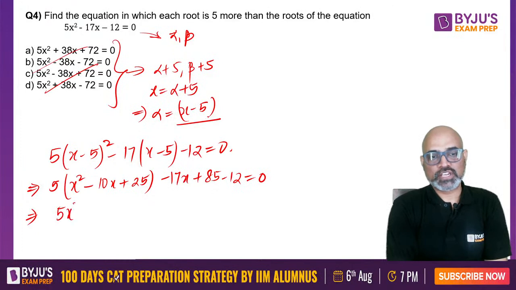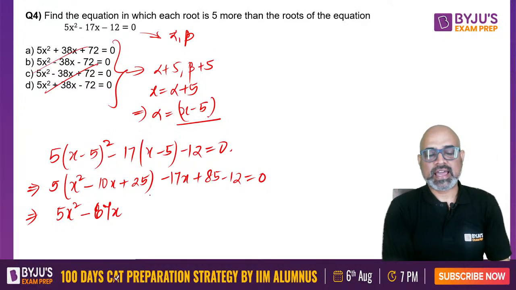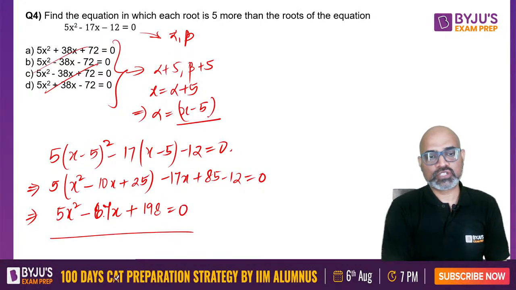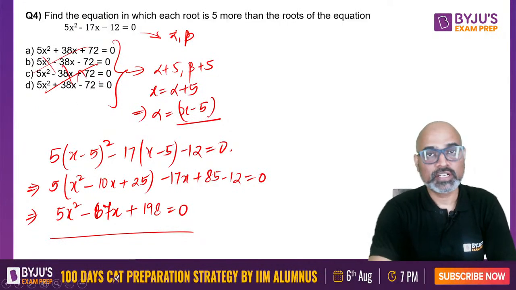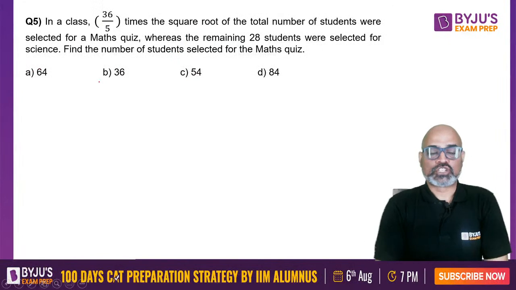So this is going to give you 5x square minus 50 minus 17 minus 67x, and then this is 125 plus 85, which is 210 minus 12, which is going to give us 198 is equal to 0. So this is the right answer. Idhar kuch to typo ho gaya. Got it? Question number 5.